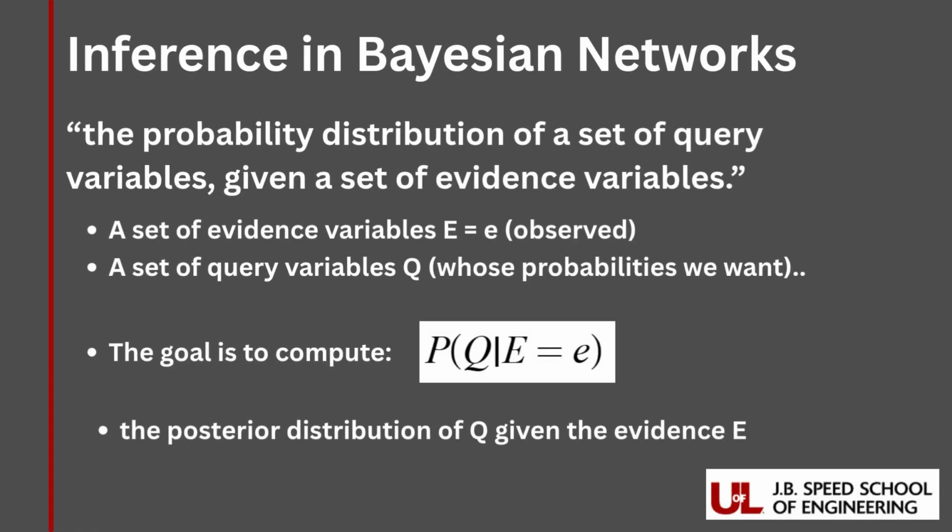Okay. So the probability distribution of a set of query variables given a set of evidence variables, that's what inference in Bayesian networks is. Basically we're trying to figure out what's the probability of Q given the value of variable E. So this is the posterior distribution of Q given the evidence E. And chapter 13 of the text dives into algorithms that essentially allow us to solve these problems.